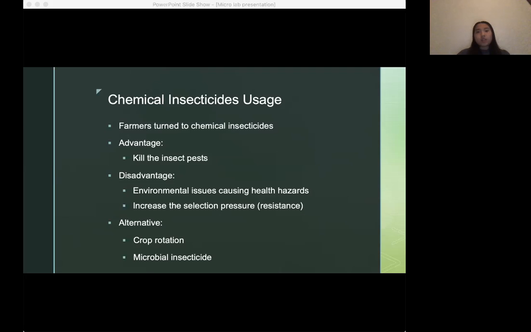An alternative method would be to perform crop rotation. Crop rotation would disrupt the insect niches, avoiding the target host and stimulating growth of the root system. This could partially eliminate the pest population and control it a little bit, but a better alternative would be to use microbial insecticides instead of chemical insecticides.